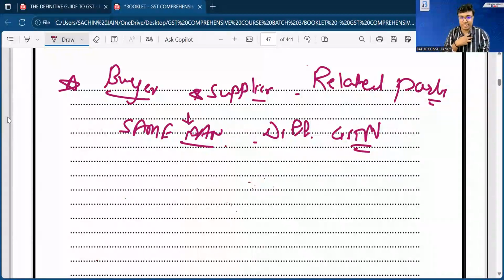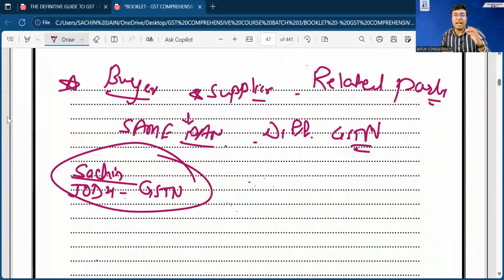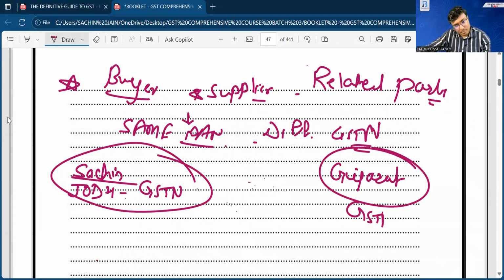Suppose I have a GST number in Jodhpur, Rajasthan, and I have another GSTN in Gujarat. But the PAN number is the same because the GSTN has been taken under my PAN number. So the PAN number is the same in both scenarios. One is at Jodhpur, another is at Gujarat. So this will be treated as related party or distinct person.